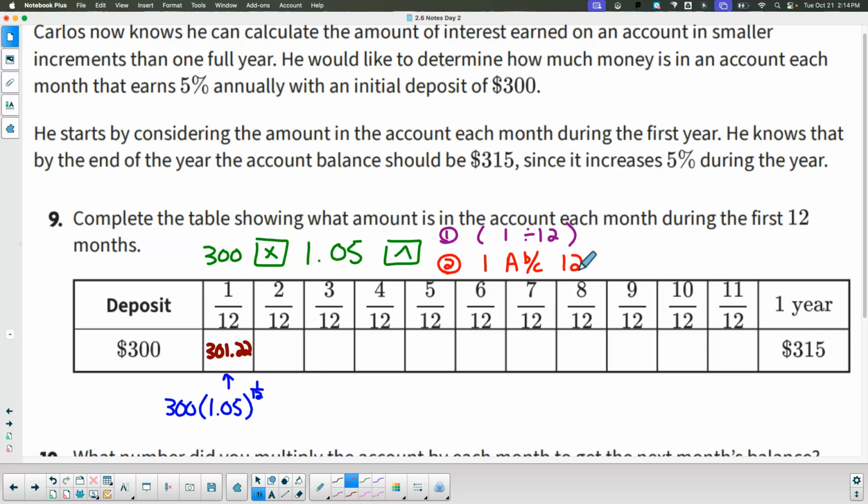301.22237. Yep. But because we're talking money, and you weren't here yesterday, we were talking money on this, we only round to the hundredths place. So with that being said, find me the next box. The 2/12 box.